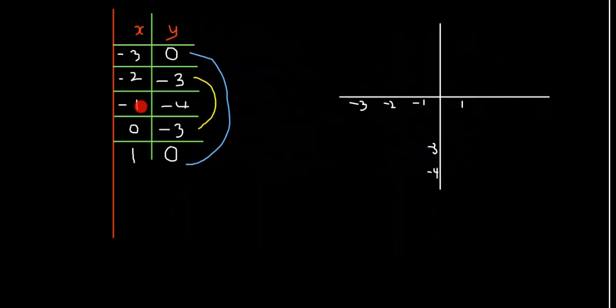Where there is negative 1, there is negative 4. That's our point here. Where x is 0, our y is negative 3. Where x is 1, our y will be 0. Where x is negative 2, our y is negative 3. Where x equals negative 3, our y will be 0, which is our x-intercept here.